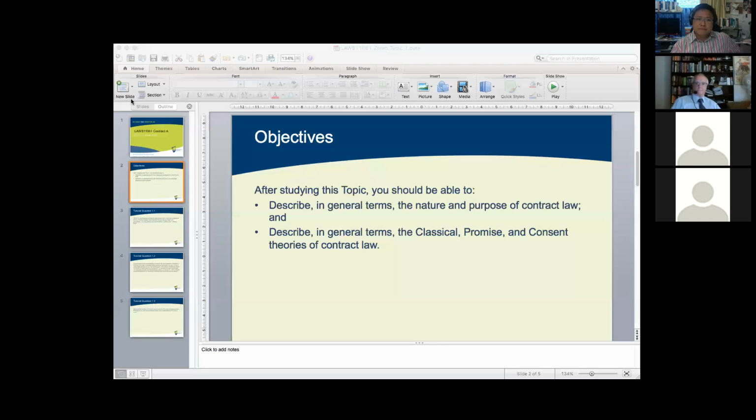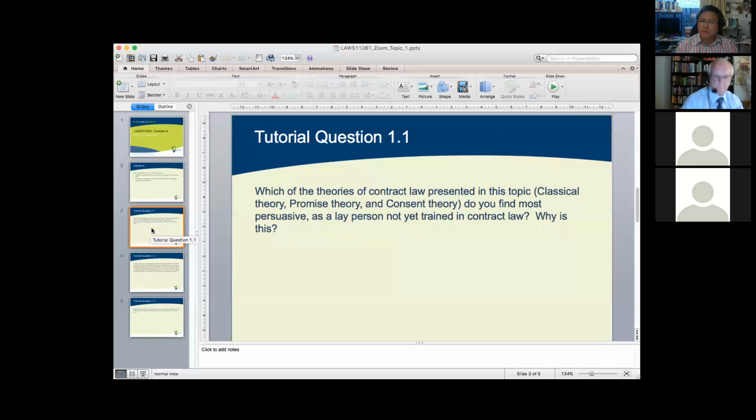So for tonight, after studying this topic, you should be able to describe in general terms the nature and purpose of contract law, and describe in general terms the classical promise and consent theories of contract law. But let's begin by asking the question: what do you suppose is the value of learning more about theories of contract law? Can I just get some discussion there?